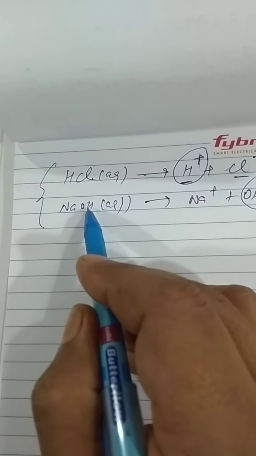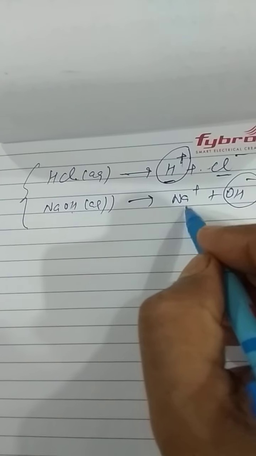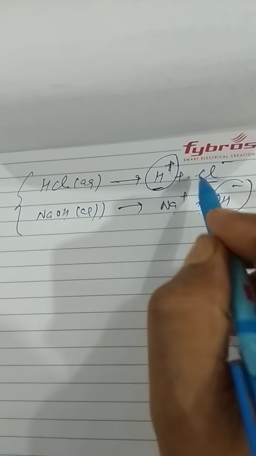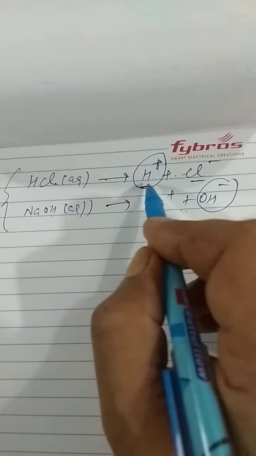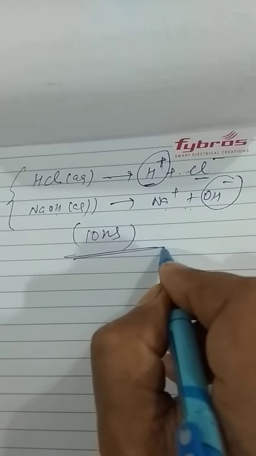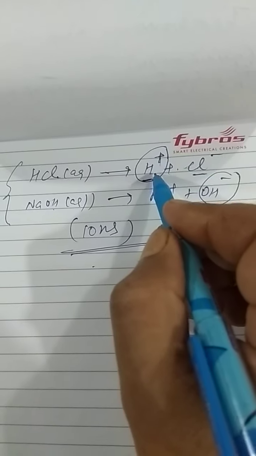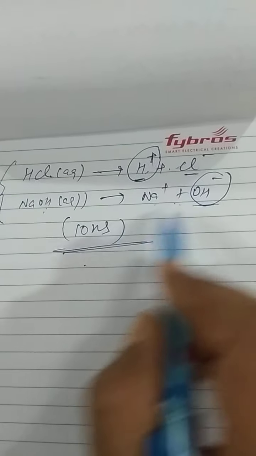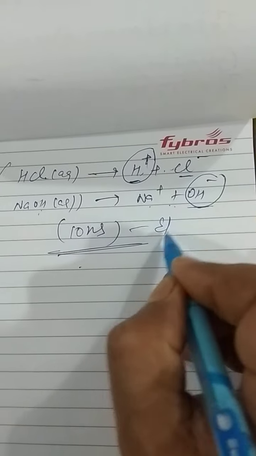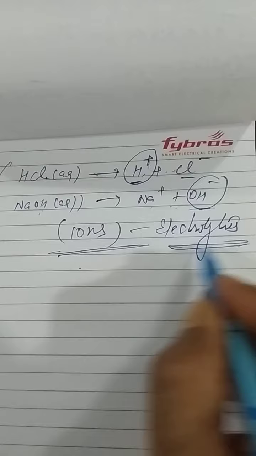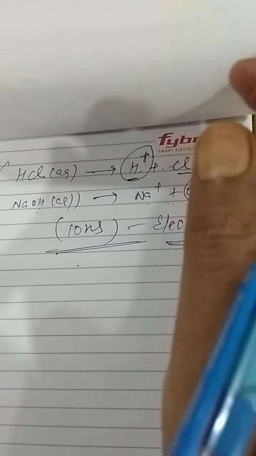Or you can say both acid and base are electrolytes, and when they dissociate in water they give ions. So ions are common in acid and base. एसिड में H ion कॉमन होते हैं और बेस में OH ion कॉमन होते हैं. Means both are electrolytes. Electrolytes means they dissociate into ions and therefore they are good conductors of electricity, right?